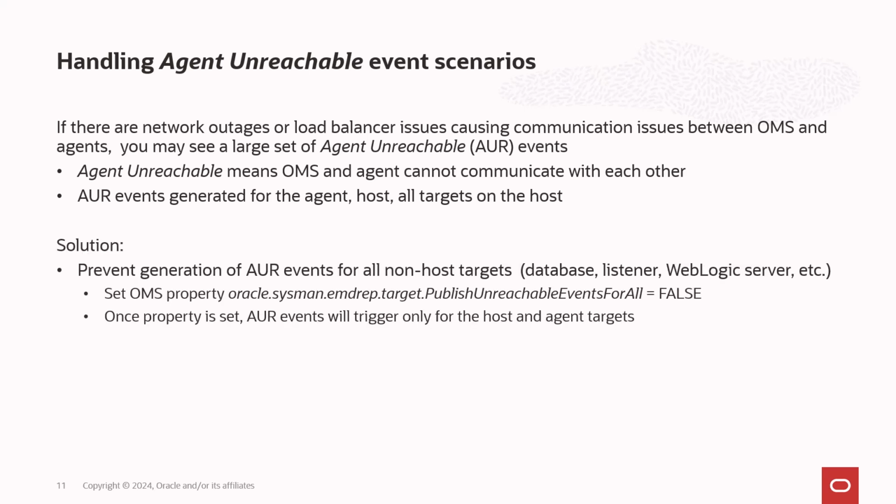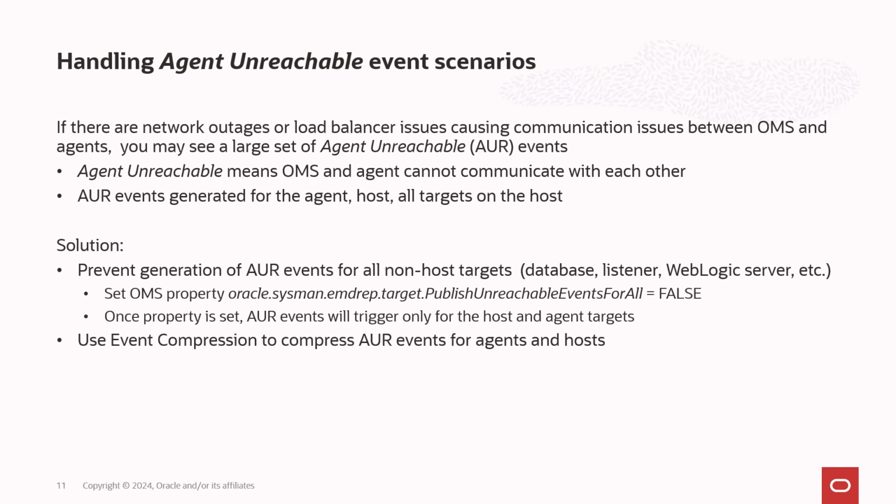To manage these events, first you can set an OMS property shown here to prevent the generation of agent unreachable events for all non-host monitored targets, such as database, listener, WebLogic server, etc. Once the property is set, then agent unreachable events, if they trigger, will only trigger on the host and agent targets. Next, use event compression policies to compress agent unreachable events for your agents and hosts.